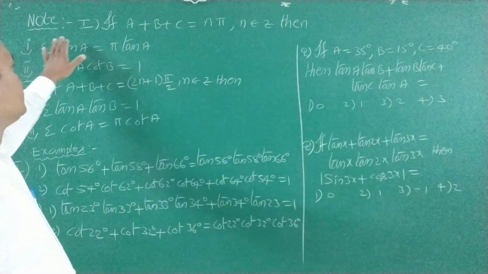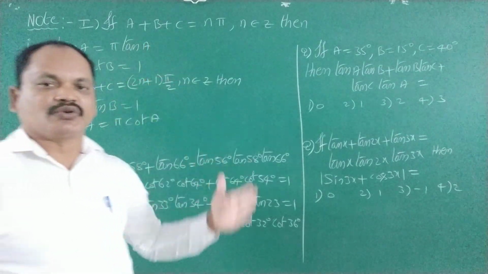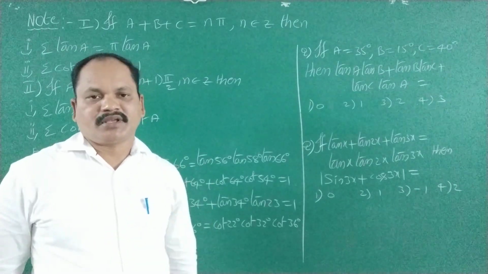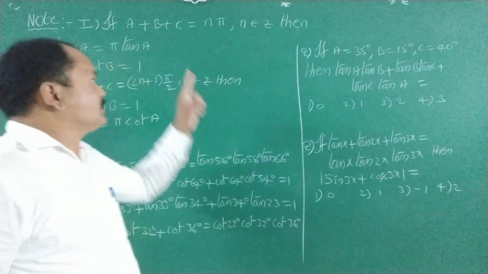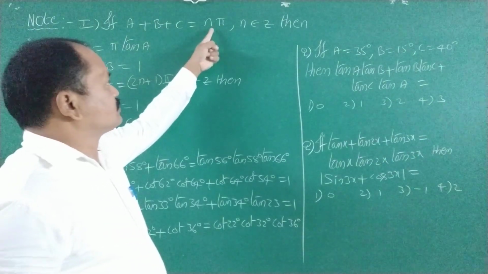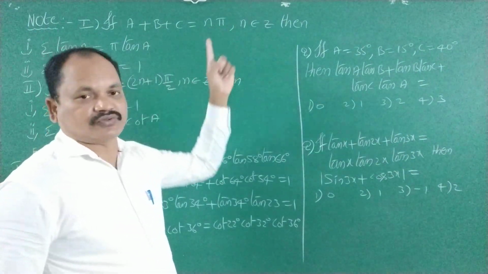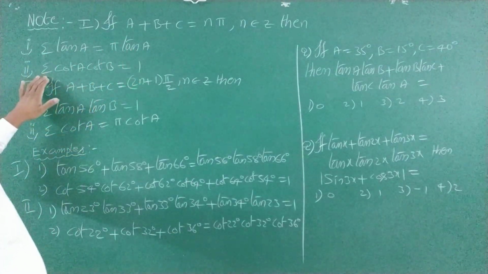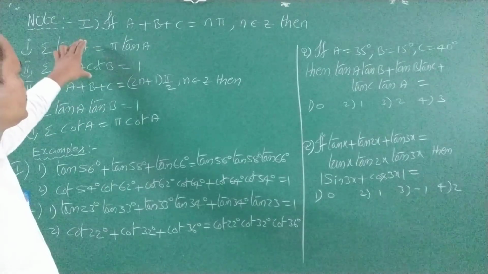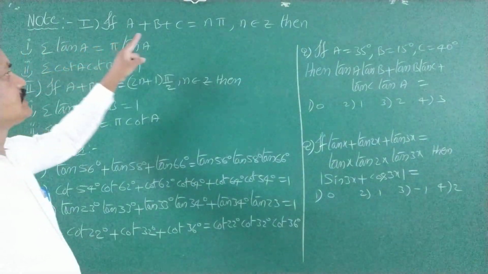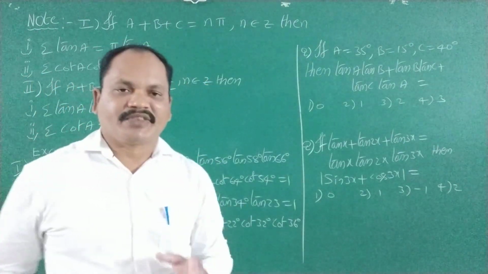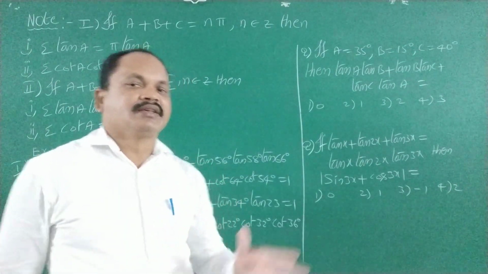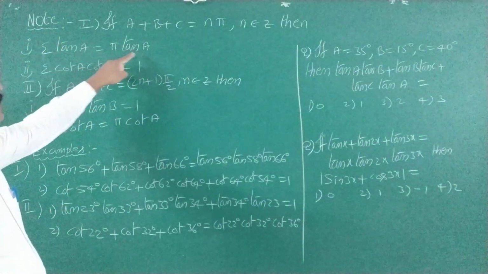That means A plus B plus C is 180 or 0, 360, 540, like that, integral multiples of pi. If A plus B plus C is equal to n pi, where n belongs to Z, integer, then sigma tan A is equal to pi tan A, and sigma cot A cot B is equal to 1. When is it possible? When the sum of the angles is an integral multiple of pi. If the sum of the angles is an integral multiple of pi, then sigma tan A is equal to pi tan A.